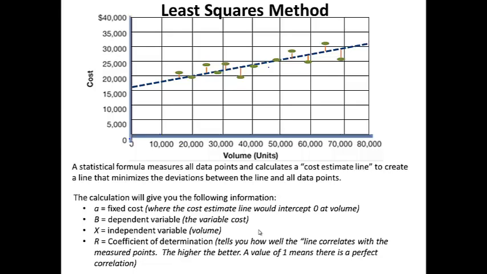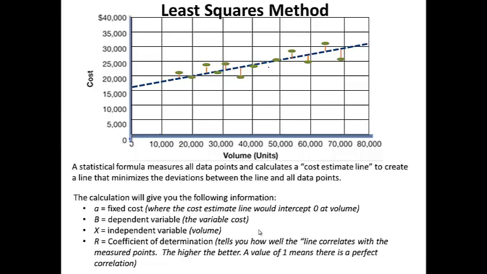Then we have an item called R, which is called the coefficient of determination. This is actually a pretty interesting measure because it tells you how well the cost estimate line that it has created correlates with all those measured data points. The coefficient of determination can be between -1 and 1. What that means is that, from a correlation standpoint, the higher the value, the better.